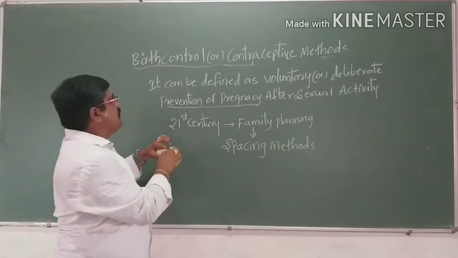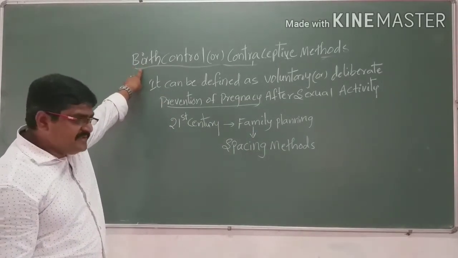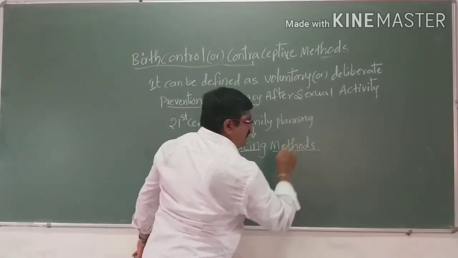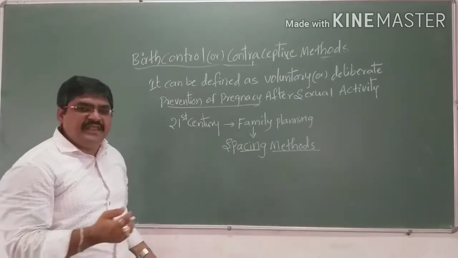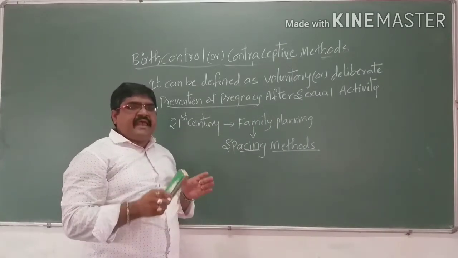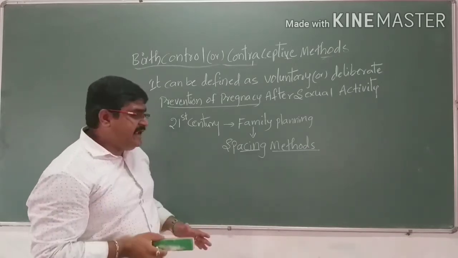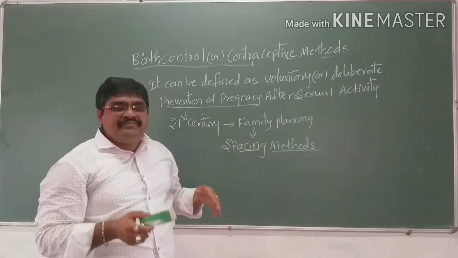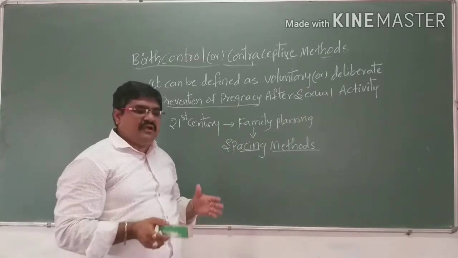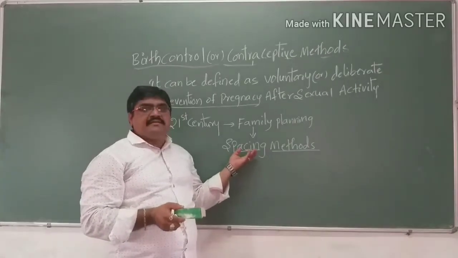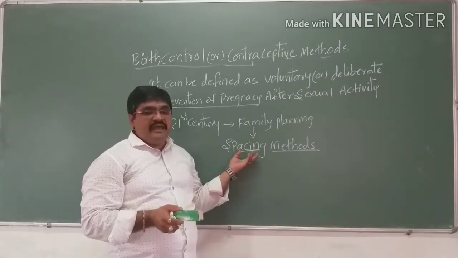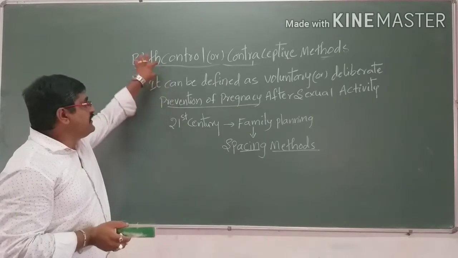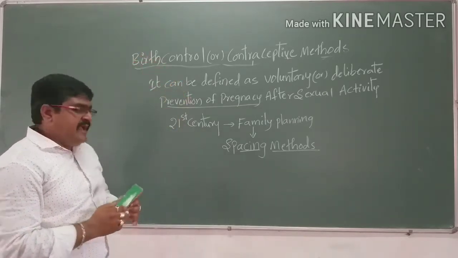That means birth control methods, or contraceptive methods, are also called spacing methods. Why? The name itself indicates space, meaning a gap. The gap should be maintained from one child to another child, so birth control methods are also called spacing methods. And there are three ways by which the spacing methods, the birth control methods, are maintained.